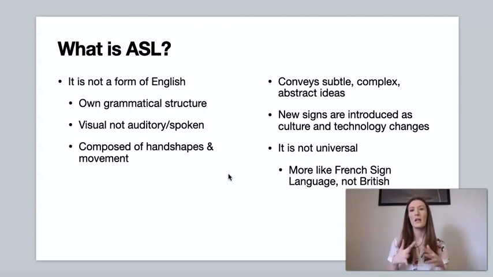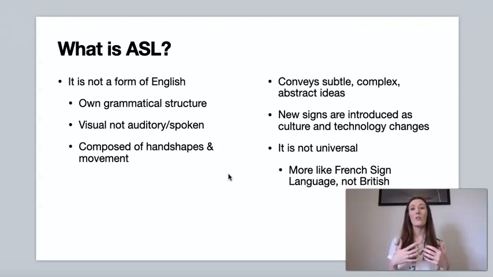ASL, American Sign Language, is not a form of English. It is not every single English word signed in that English word order. ASL has its own grammatical structure, which is pretty different from English. ASL is a visual language, not an auditory one where you listen, and it is not spoken. ASL is composed of handshapes and movements.